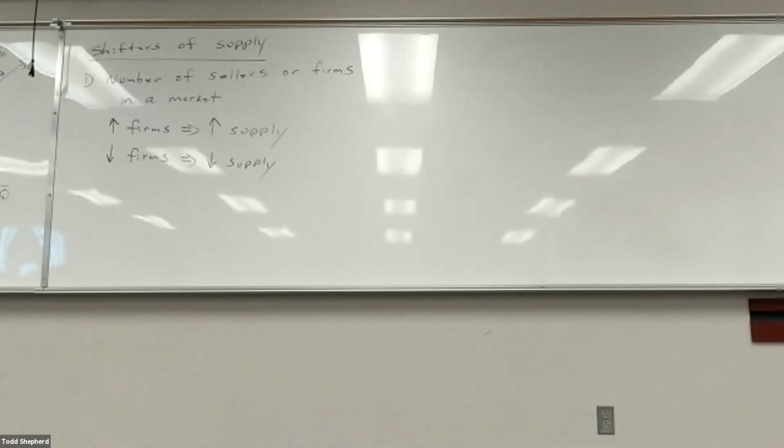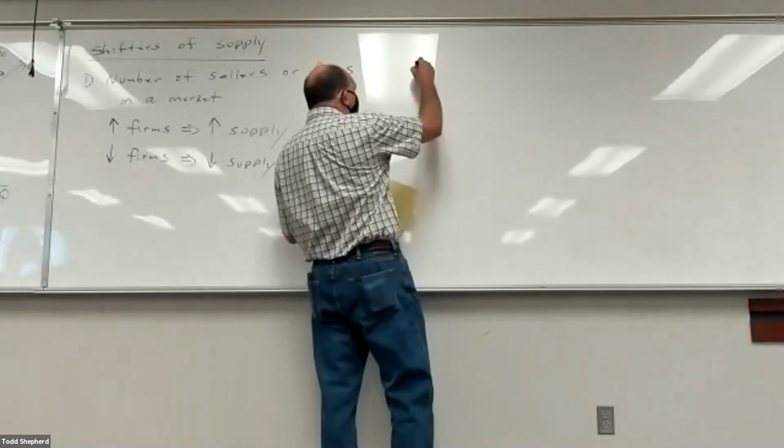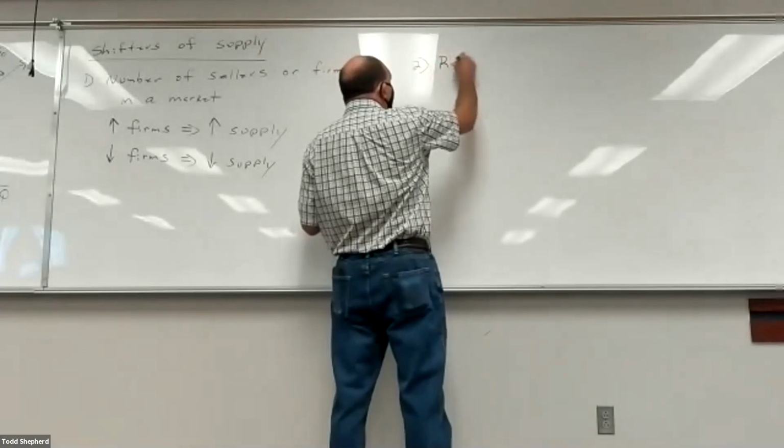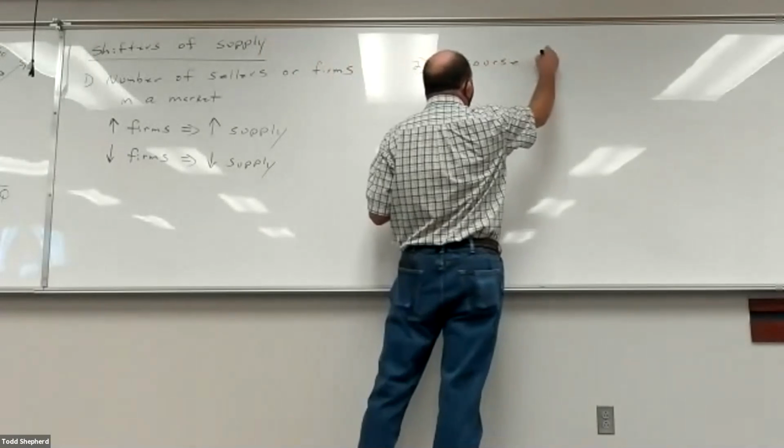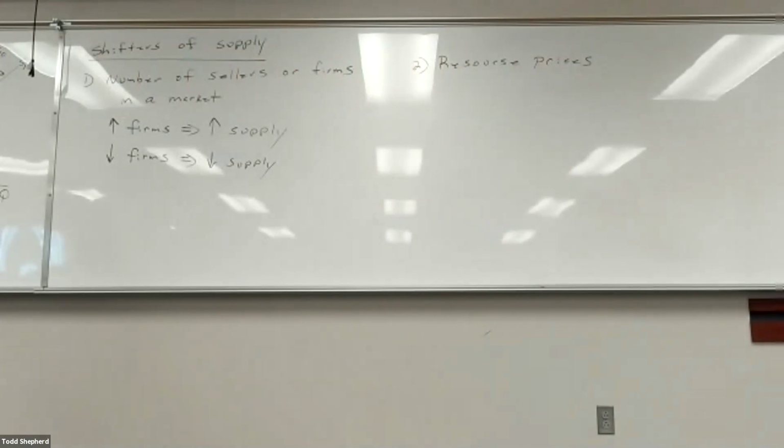Okay, so that's the first one. The second one, I think, is just as equally easy to deal with, and that is resource prices. Remember when we first started supply analysis, I was asking the question, what are all the pieces of information that a business has available to them? And we went through how much do they have to sell, what did they pay for the product, what is their profit motivation, and all that other kind of stuff.